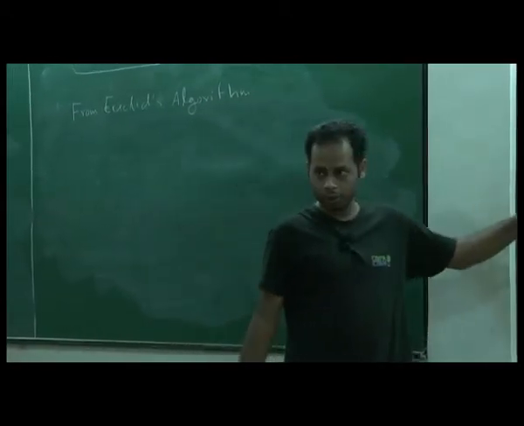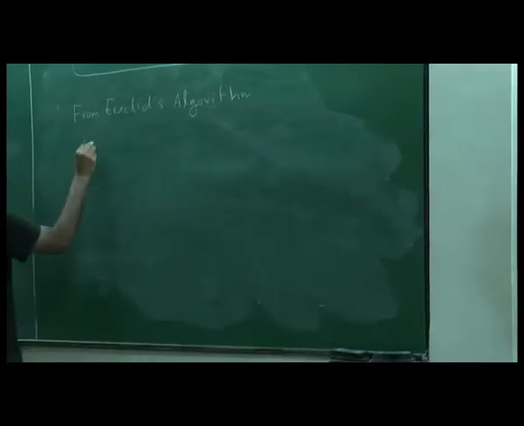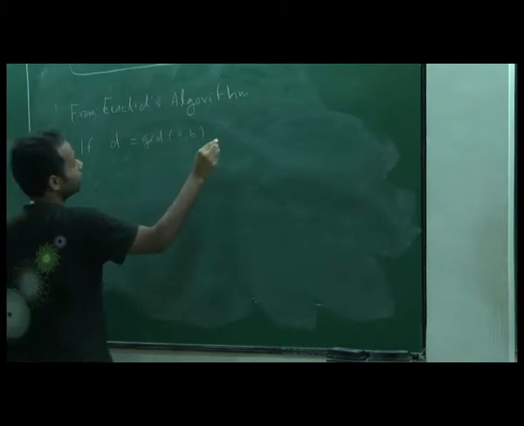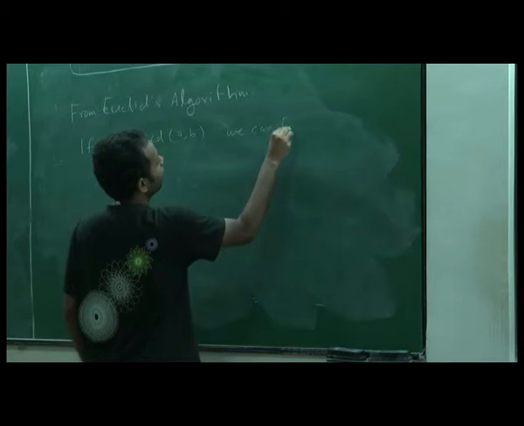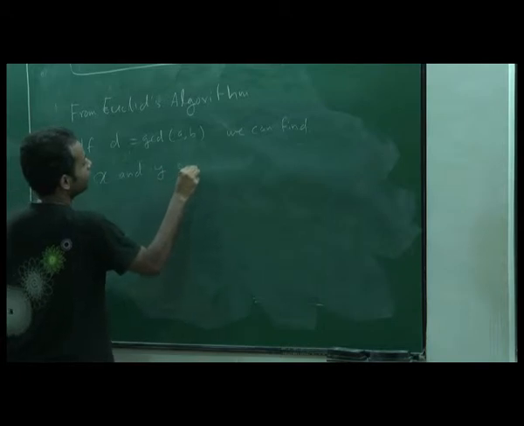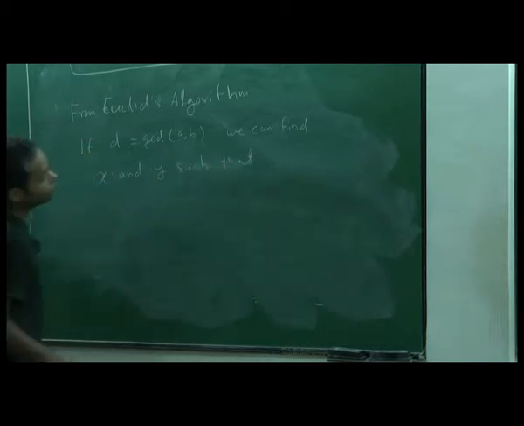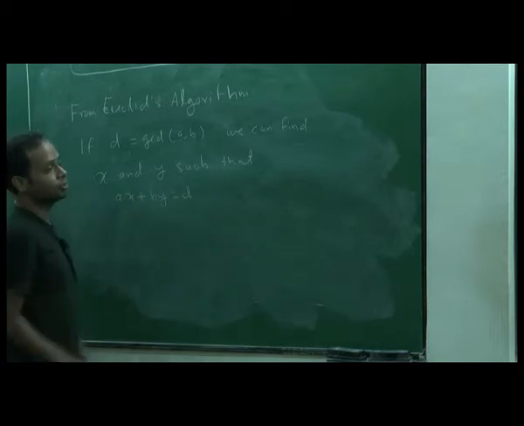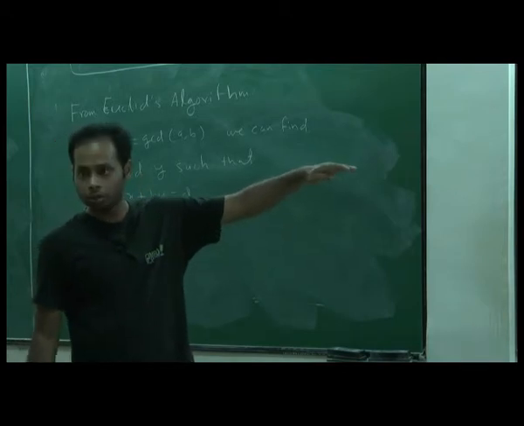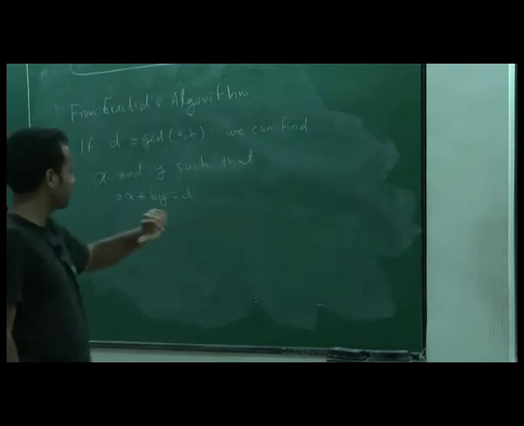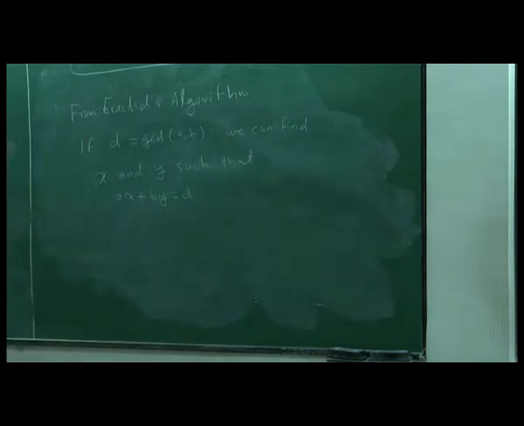From Euclid's algorithm, the example we did, we got that if D equals GCD of A, B, we can find x and y such that Ax plus By is equal to D. This is the example we did, how you have to do that. We'll go from the last step to the first step, substituting each remainder by the previous two. So from Euclid's algorithm, this is a corollary: you get Ax plus By equal to D.